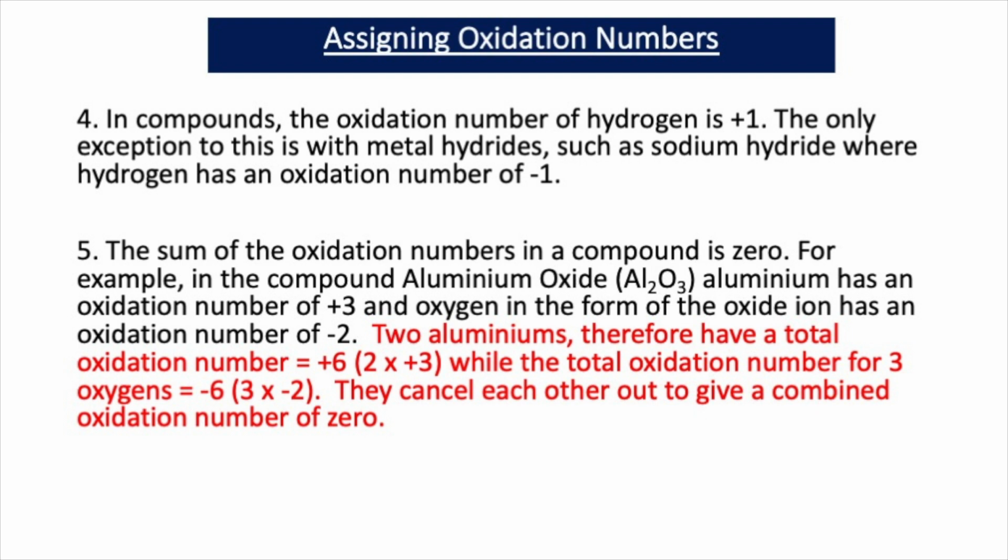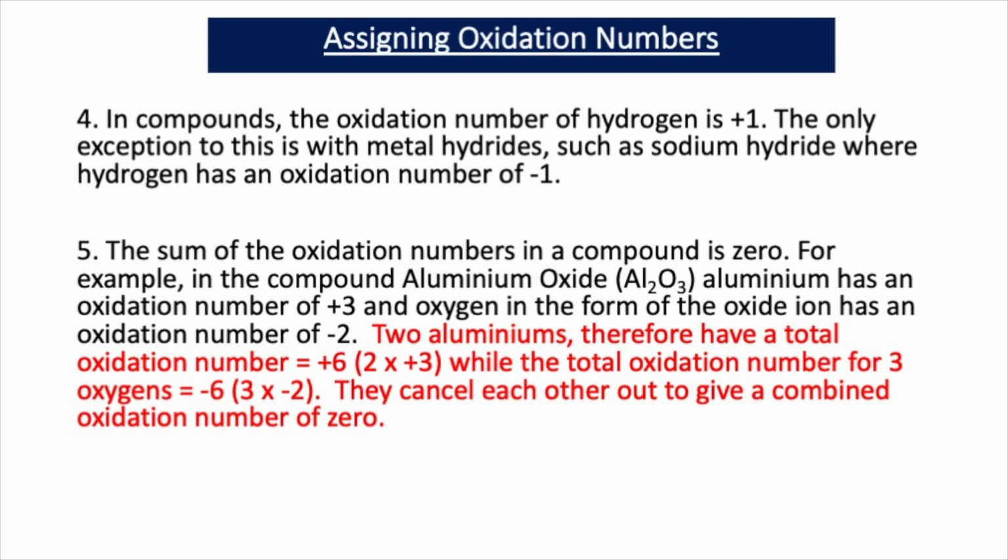Another rule you should be familiar with is that the oxidation number of hydrogen is +1 in a compound. Now, the only exception to this is with metal hydrides such as sodium hydride, where hydrogen has an oxidation number of -1. Now, the next rule you should be familiar with is that the sum of the oxidation numbers in a compound is equal to 0.